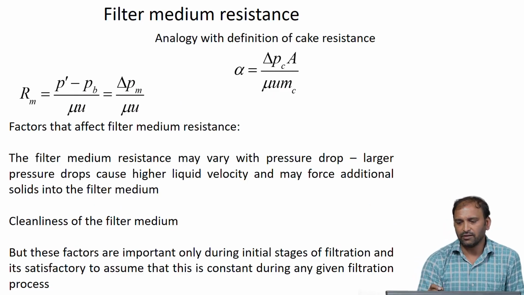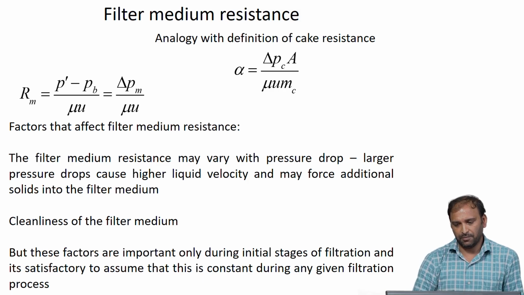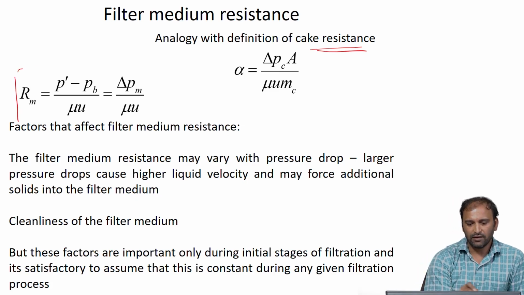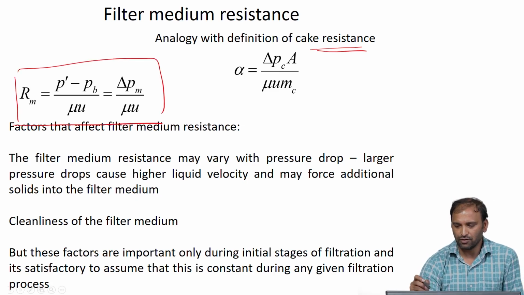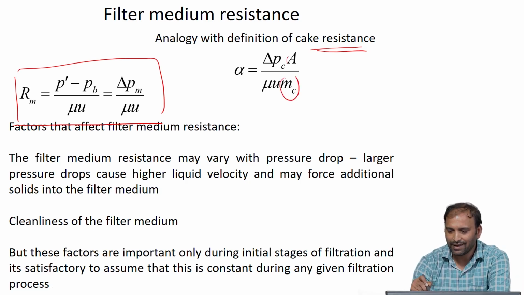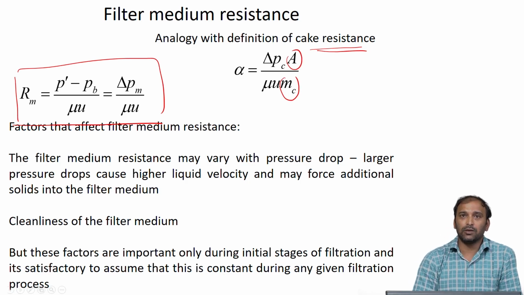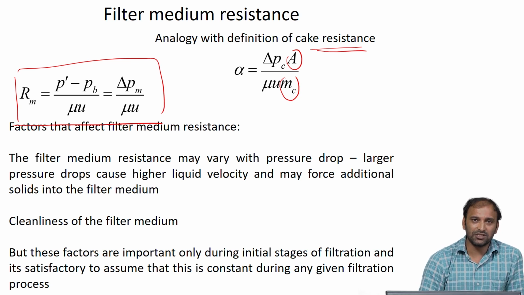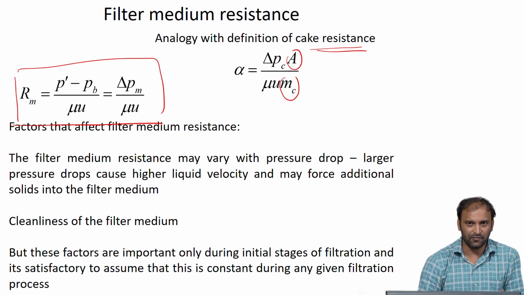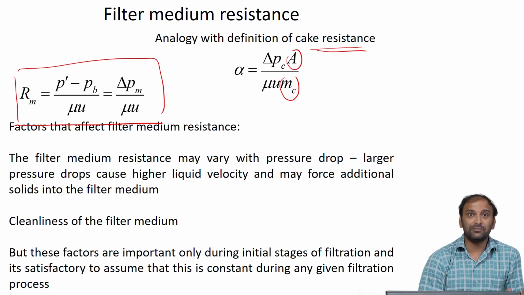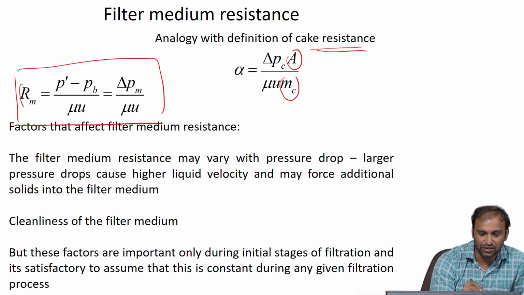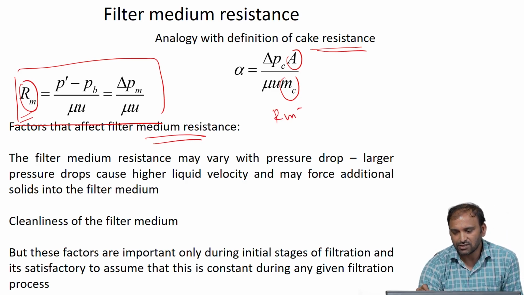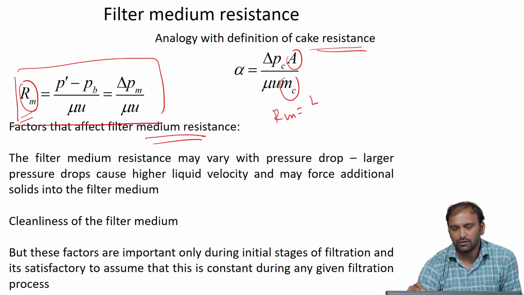Similarly, in analogy with the definition of the cake resistance, we can also define the filter medium resistance. We worried about mc by A because we were talking about a specific cake resistance, which means I would have to worry about the mass of the cake developed per unit area of the filter. However, in the case of filter medium resistance, I don't have that term. This is defined as the filter medium resistance, Rm, which essentially goes as the length of the filter medium.